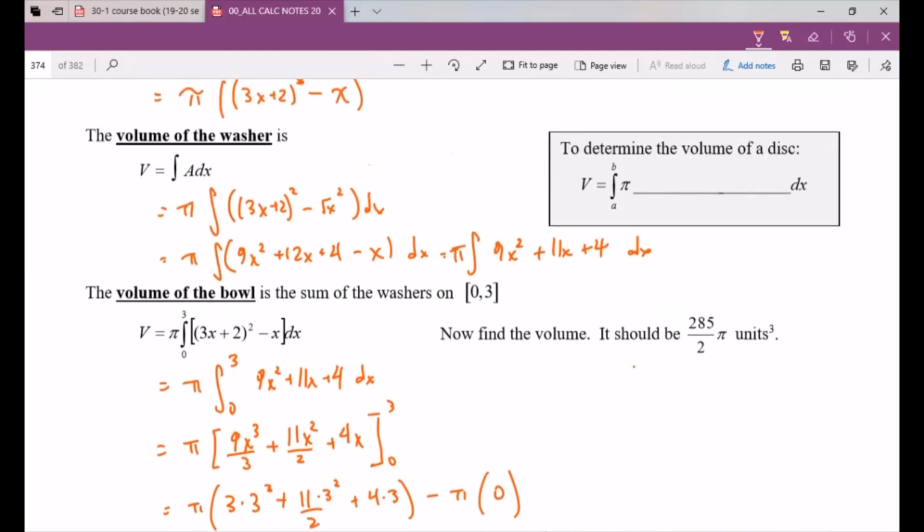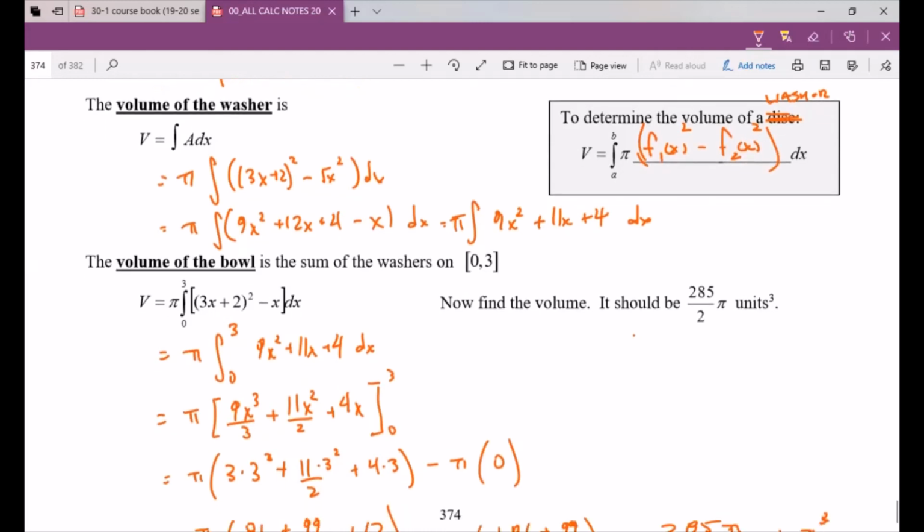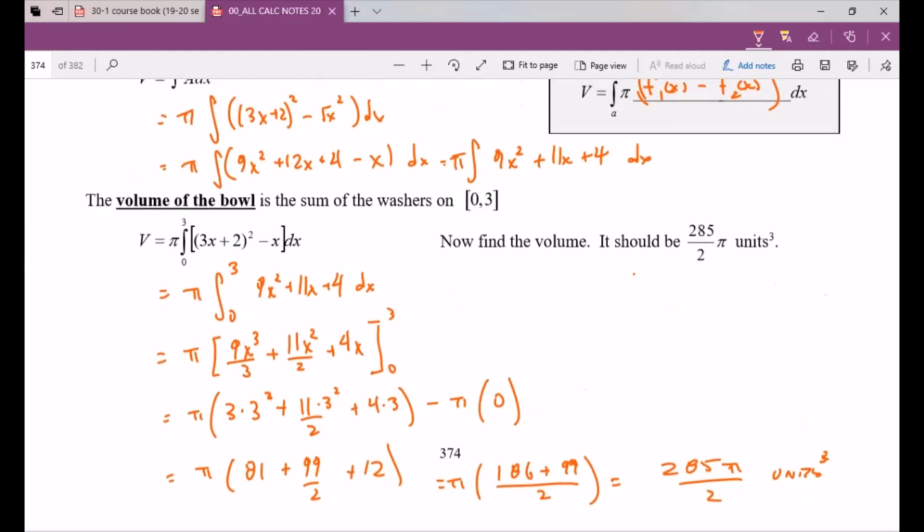So just to fill this blank in, the volume of a desk, this should say washer, sorry. The volume of a washer ends up being pi times the integral of f1(x) squared minus f2(x) squared. And that's it. So if you have any questions, please let me know, and good luck.